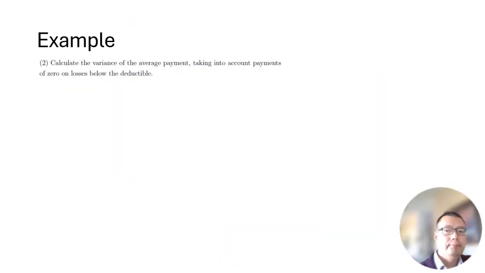Okay. The second question is calculate the variance of the average payment, taking into account payments of zero on losses below the deductible. Because it says taking into account payment of zero on losses below the deductible, this tells us this is payment per loss rather than payment per payment.